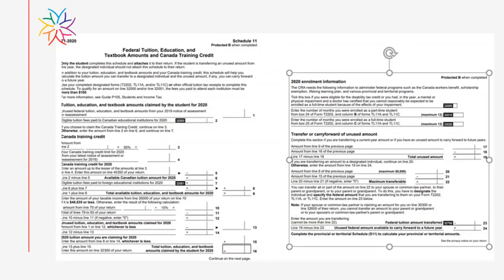The first step to claim your tuition credit is to fill in the T1 Schedule 11, which looks like this. The schedule can look complicated, but is actually quite easy to fill. We will walk through some of the items.